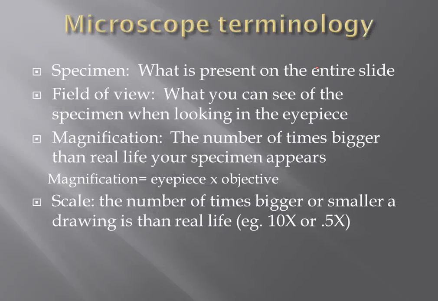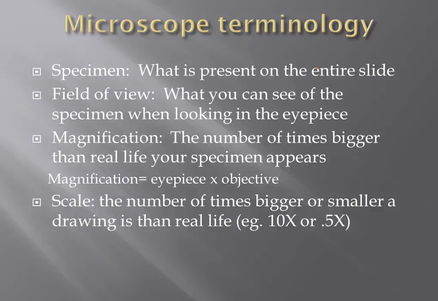All right, a couple of other things for microscopes. Words that I am going to use, that I'm going to expect that you know how to use. First is specimen. Specimen is what's on the slide. If I'm looking at a slide of lung tissue, then my specimen is lung tissue. The field of view is what you can actually see of the specimen when looking in the eyepiece. Now that's not the entire specimen, just the part you can see when you look into the microscope.